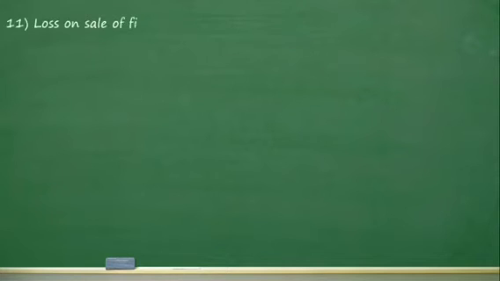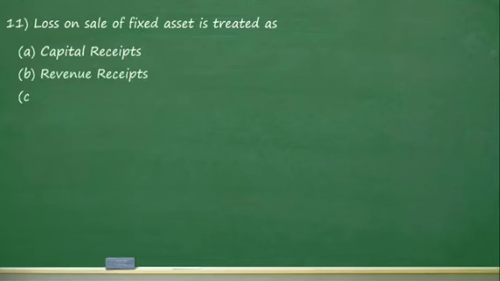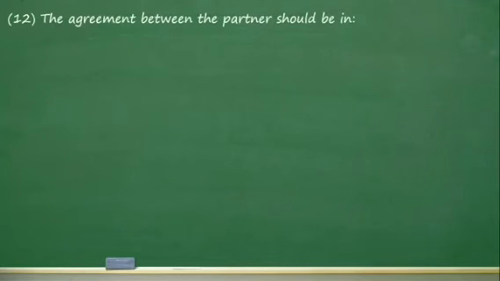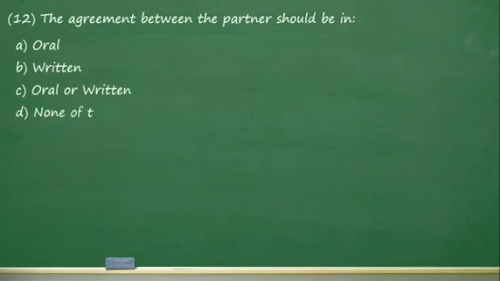The 11th one: loss on sale of fixed assets is treated as capital receipt, revenue receipt, capital expenditure, revenue expenditure. The answer is revenue expenditure. The 12th expected question: the agreement between the partners should be in oral, written, oral or written, none of the above. The answer is oral or written.